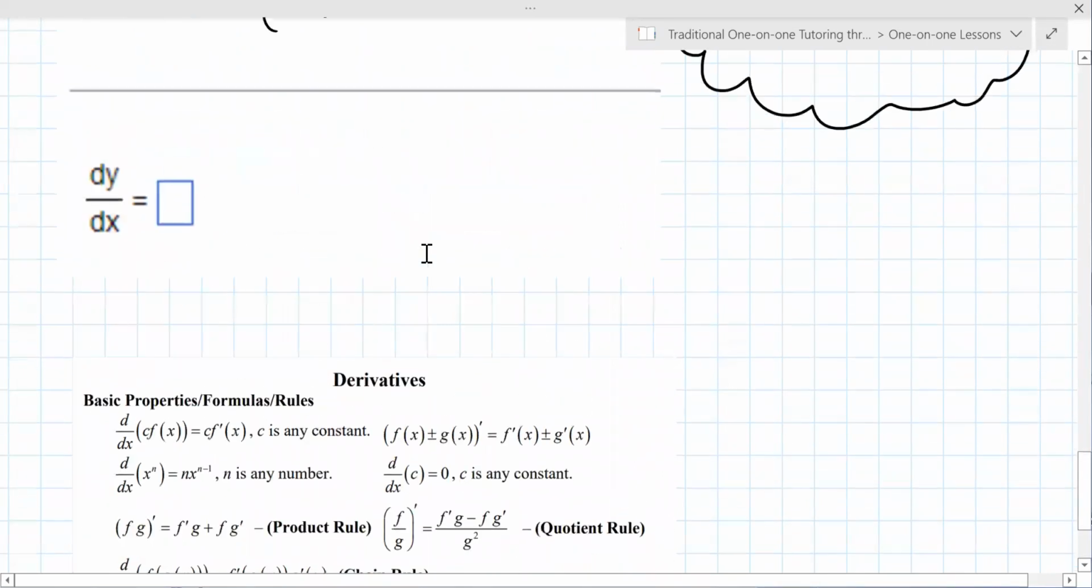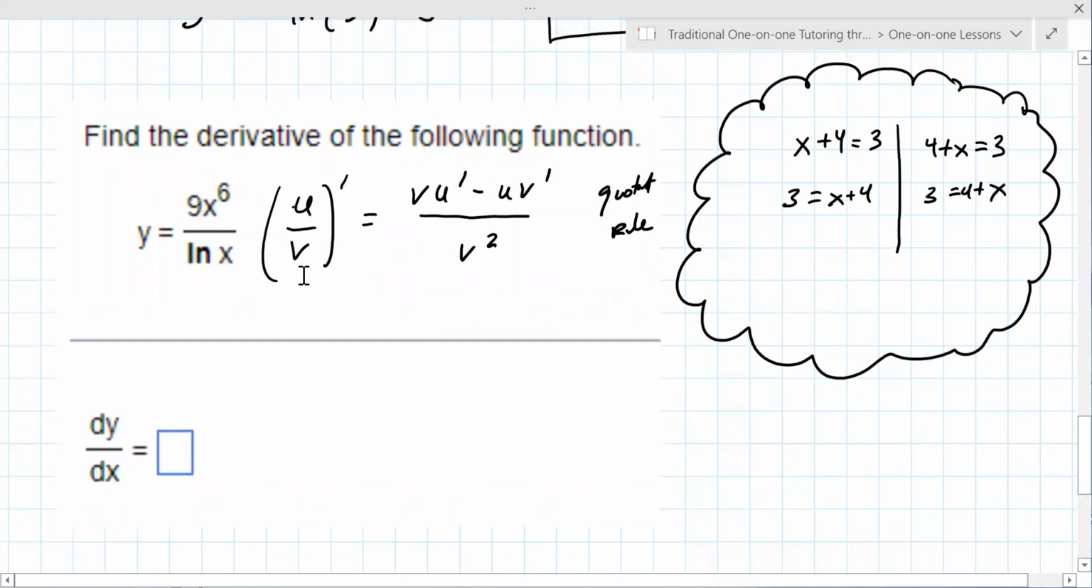So let's go back though. Because this is a quotient rule, you just apply the rule, but you do need to write out what u is. u is 9x to the 6th. v is natural log of x. And then you take the derivative of each separately, which you know how to do right now. It's 6 times 9, 54, x to the 5th. This natural log of x is a new one to you. That's 1 over x.